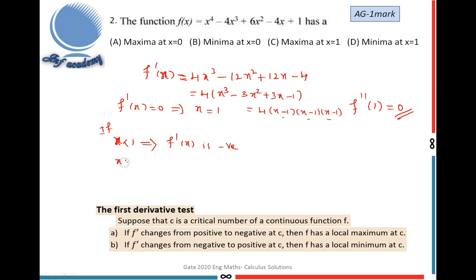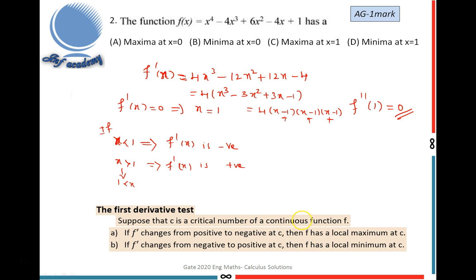And the next condition is x greater than 1, that means 1 less than x. So f dash of x for x greater than 1, meaning 2, 3, etc., I substitute all the positive values. I get this is positive, this is positive, this is positive, because all the x are greater than 1. So the multiplication of 3 positives is also positive, and f dash of x is positive for all values of x greater than 1. So f dash changes from negative to positive.